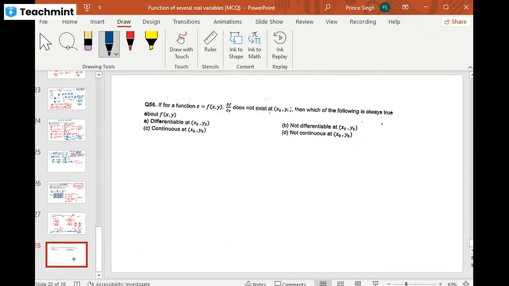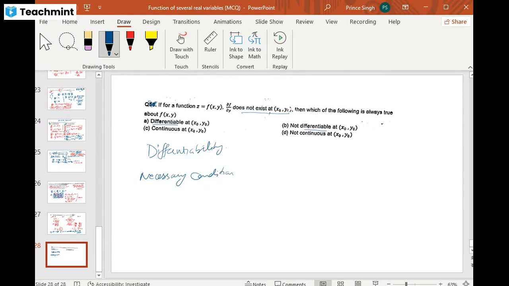Okay, now we consider one more problem. Here the question is that z is a function of x and y, and if the partial derivative with respect to y does not exist, then which of the following is always true? So basically here the options, if you're just looking at the options, are about the differentiability, right? So in the differentiability of the function, we have discussed the necessary condition and the sufficient condition.